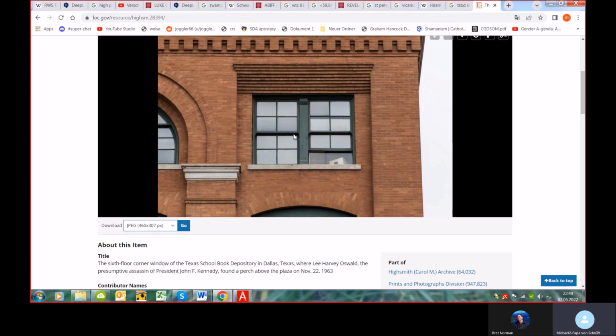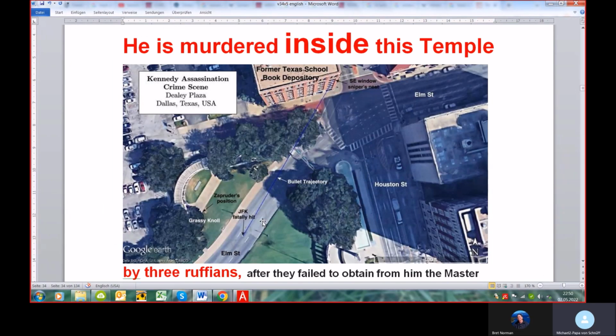Quite easy. Yeah, and then you got another 33. So the shots had to come from this window, because that window is 33 and 11 at the same time. Symbology. Back to the script. He is murdered inside this temple.